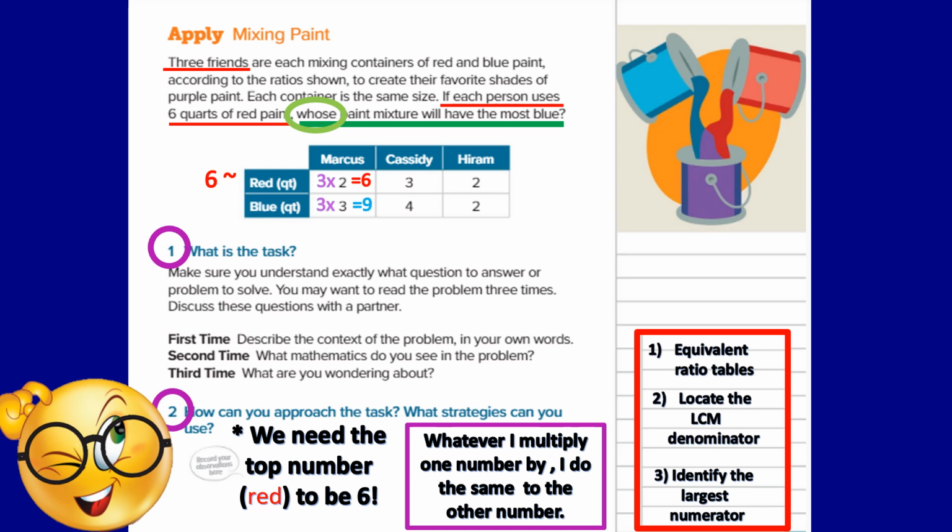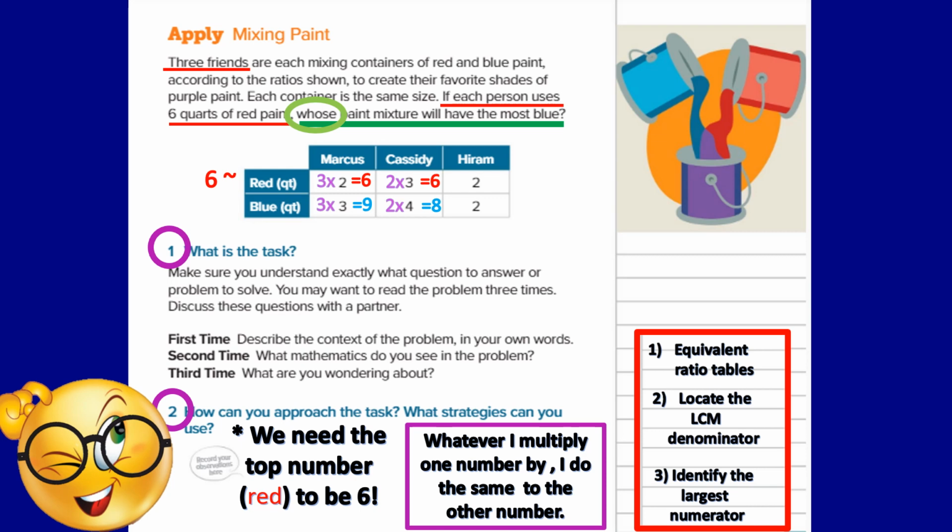Then I'm going to go over to Cassidy, and I have a 3 at the top, so I know I need to get a 6. So I'm going to multiply it by 2, because 2 times 3 is 6. And if I multiply the top number for Cassidy by 2, I have to multiply the bottom number by 2. And 2 times 4 gives me 8.